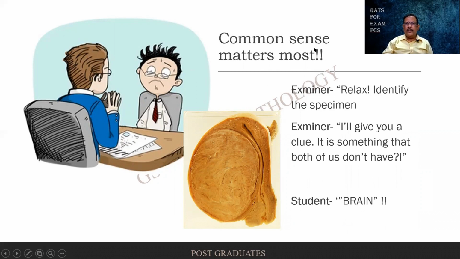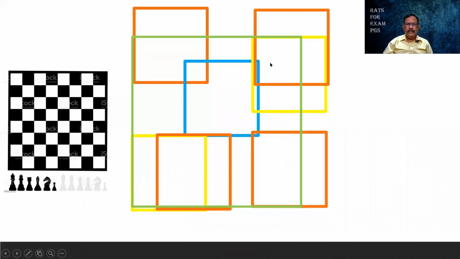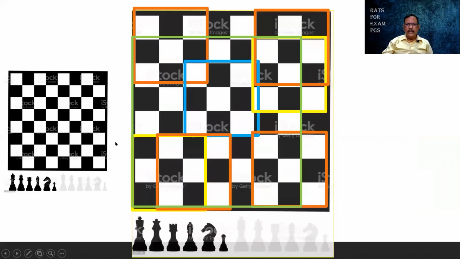So always common sense matters most. The law of probabilities. How many squares are there in this one? Students usually say, or rather anybody will say, that there are 64 squares. And see what I'm going to draw next.